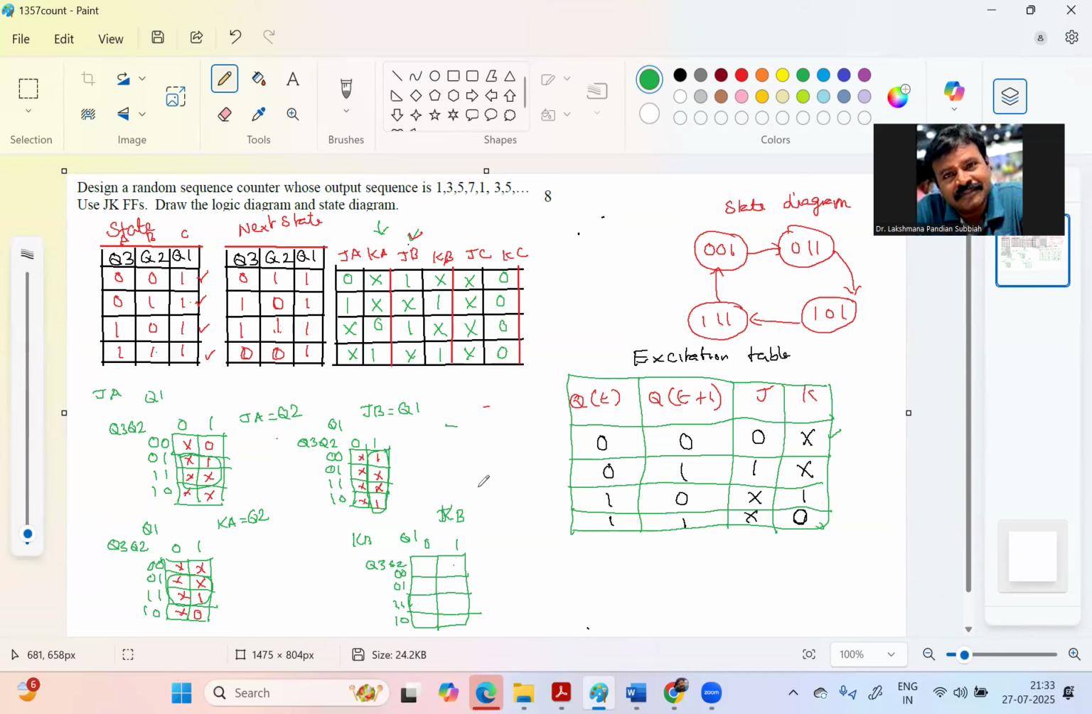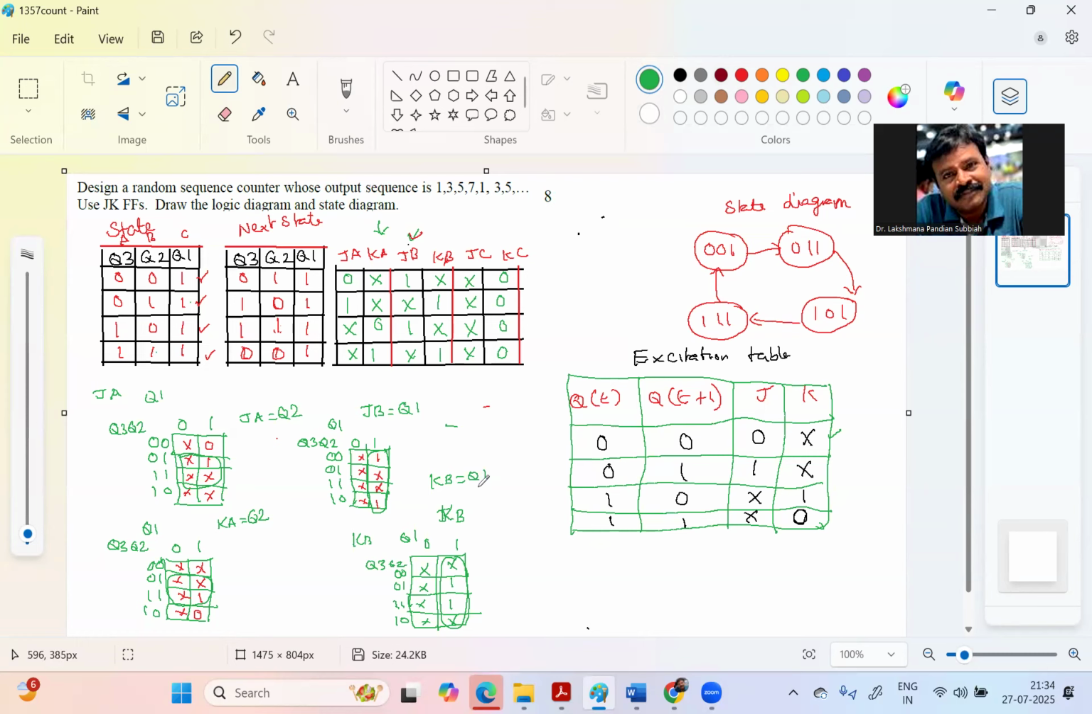KP. So this is one, right? So that X 1, then 1X, right? Then all others are X. So you can take here. That is Q1, right? KP also Q1. JP, KP also Q1, right?